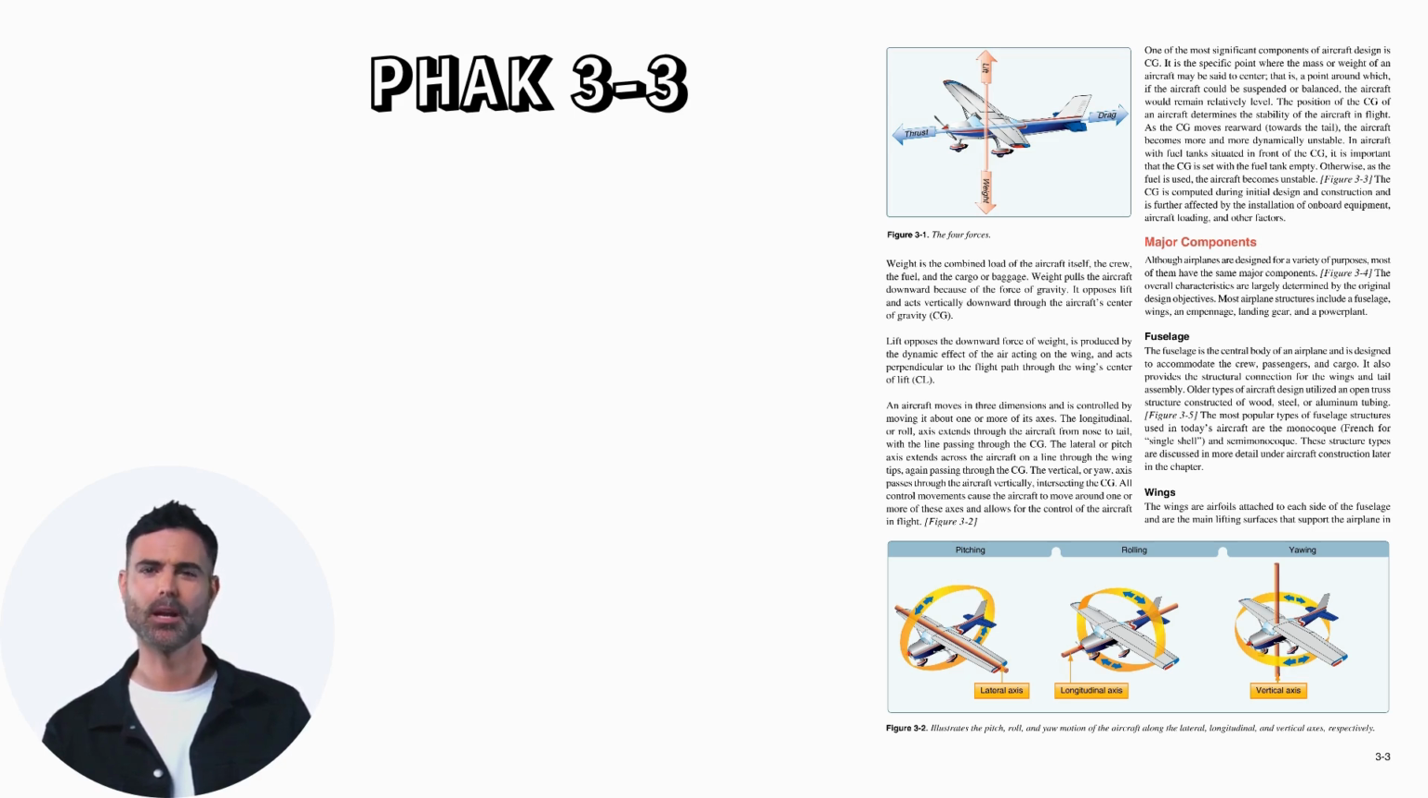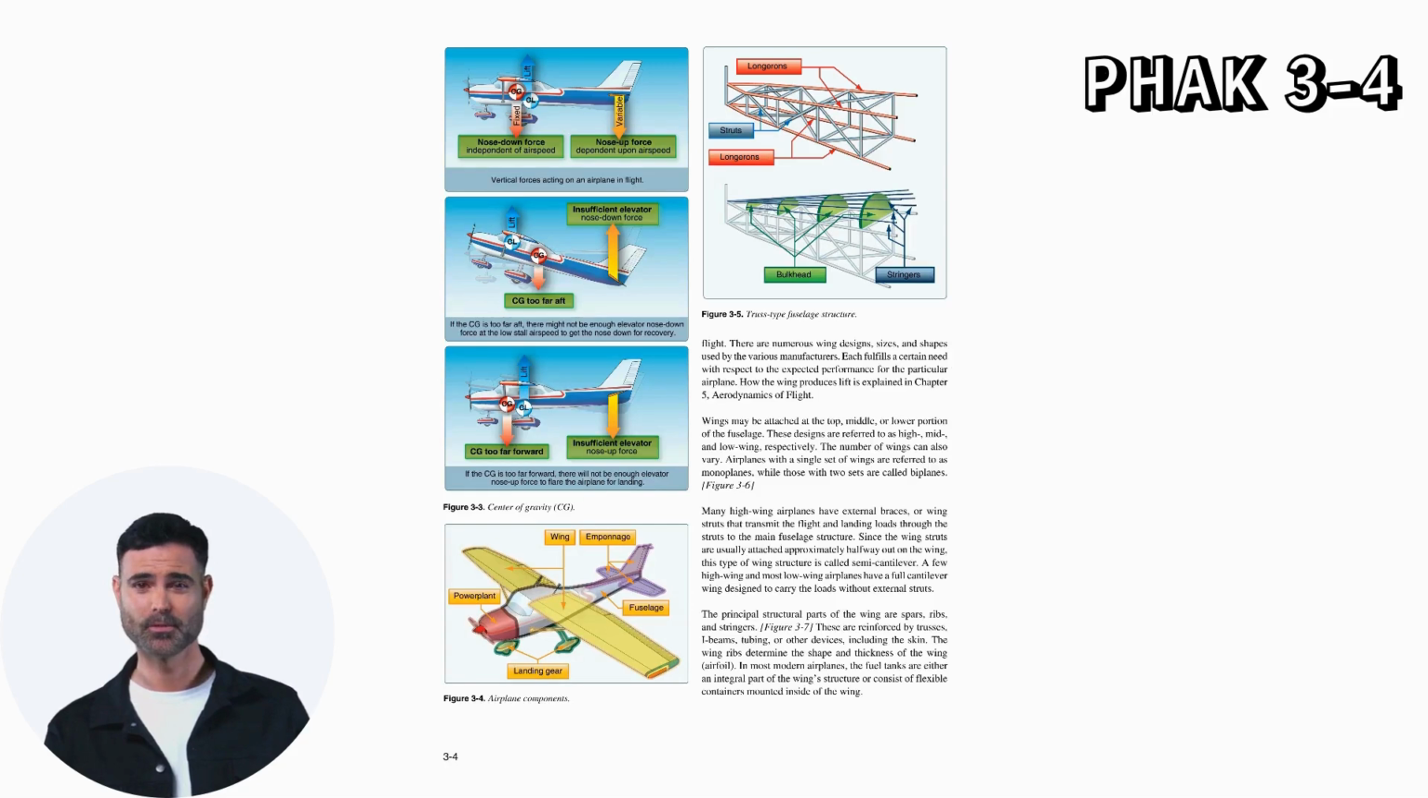Wings. The wings are airfoils attached to each side of the fuselage and are the main lifting surfaces that support the airplane in flight. There are numerous wing designs, sizes, and shapes used by the various manufacturers. Each fulfills a certain need with respect to the expected performance for the particular airplane. How the wing produces lift is explained in Chapter 5, Aerodynamics of Flight.